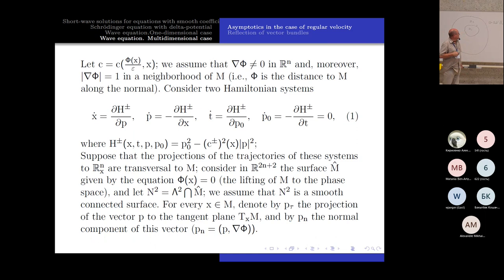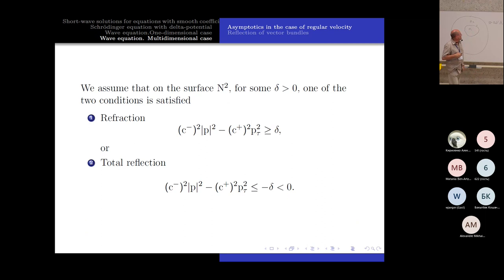And on this intersection, we have to define two maps. One of these maps will define the transmitted wave, and another one will define the reflected wave. So I will consider two different situations. The first situation is the presence of a transmitted wave. It means that this quantity on the surface N is strictly positive, bounded away from zero by some positive constant.